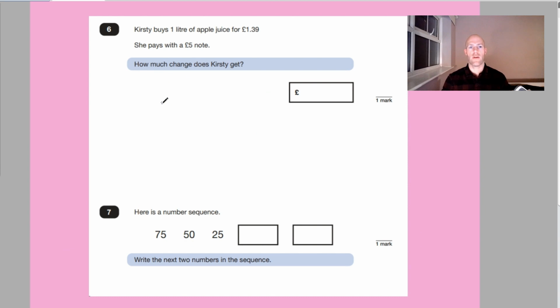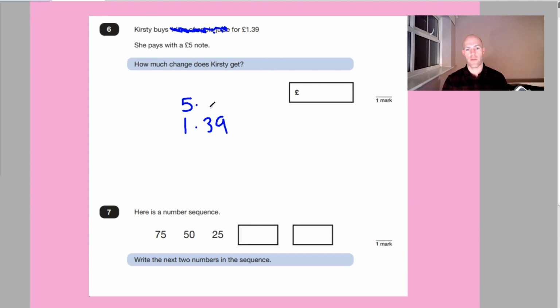Okay, question 6. Kirsty buys 1 litre of apple juice for £1.39. She pays with a £5 note. How much change does Kirsty get? This litre of apple juice is actually not of any importance to us whatsoever. All we want to know is she pays with a £5 note and it cost her £1.39. So looking for you to do a decimal subtraction there.